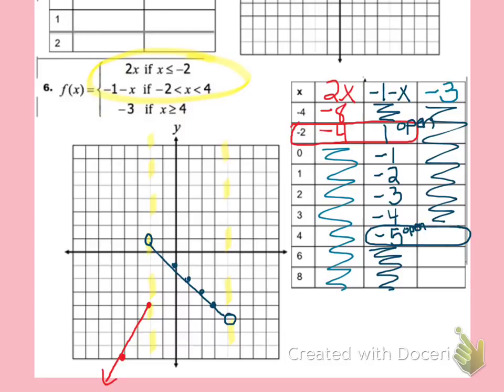So basically what it says is no matter what the input is, the output's going to be -3. And so plotting those points would look like this. 4, -3, 6, -3, 5, -3, whatever. Every single one of them is going to be an output of -3. And I'm going to have this horizontal line right there that will go out forever to the right because, again, at that point, it exists for everything greater than or equal to 4.